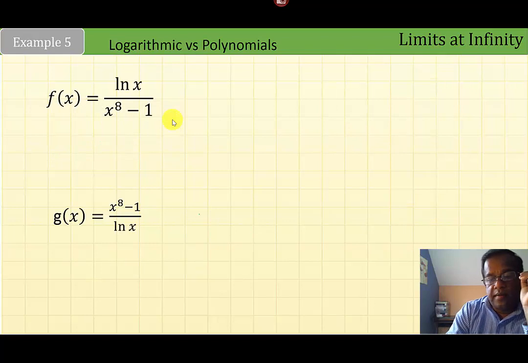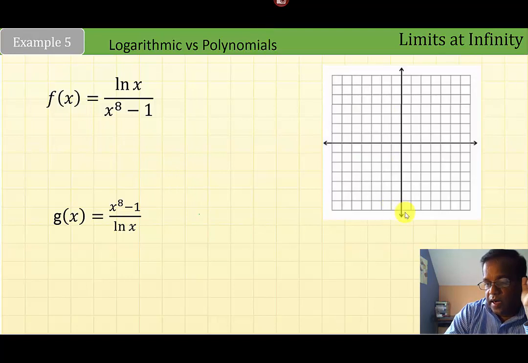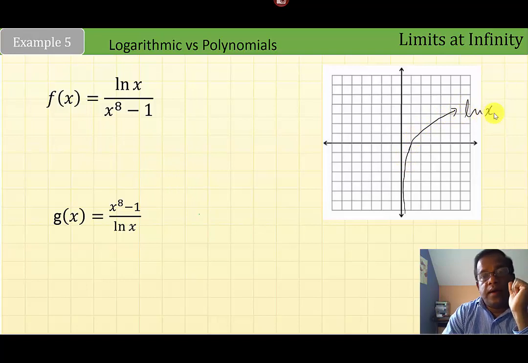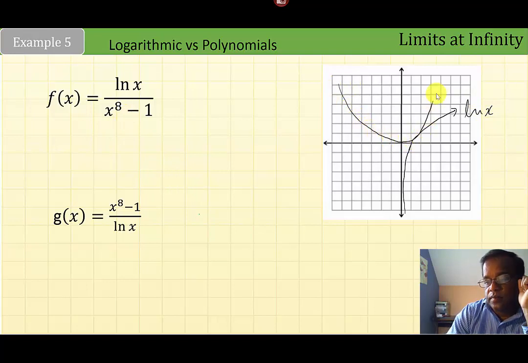And in this example, we have a logarithmic versus polynomial. Now, if you remember the logarithmic function, the graph of log is like this, right? As x approaches infinity, the logarithm approaches infinity, but much slower than any power function. Now we have x to the 8, so x to the 8 has a graph like this. And x to the 8 minus 1 just shifts down by 1, and still it goes to infinity like that. So what we see here is the denominator goes to infinity faster than the numerator.